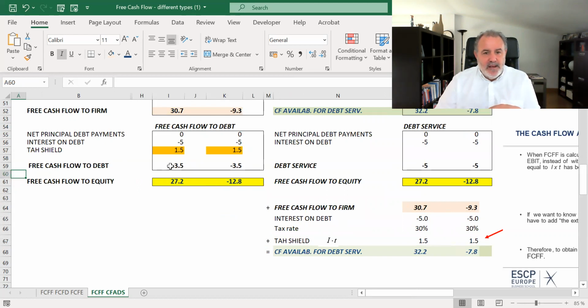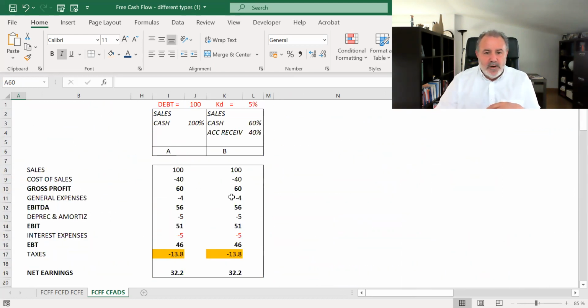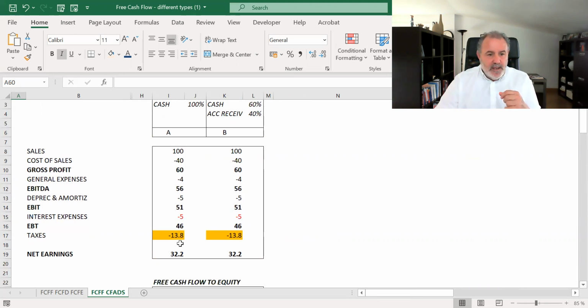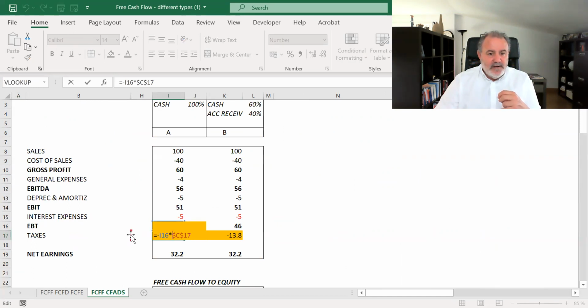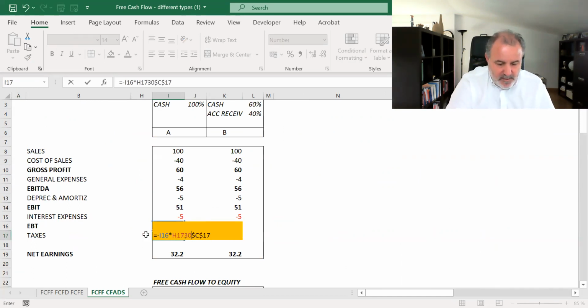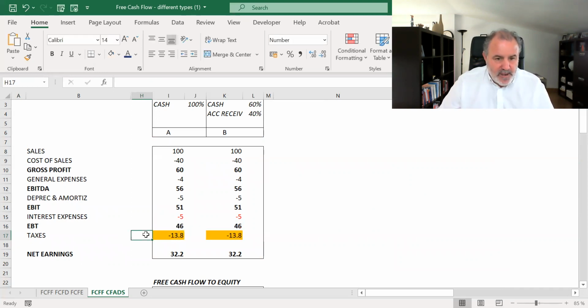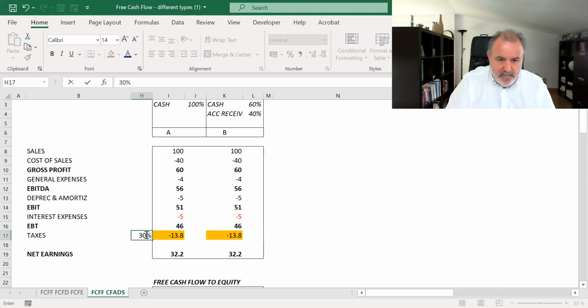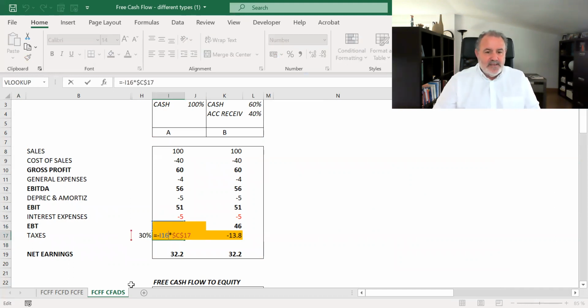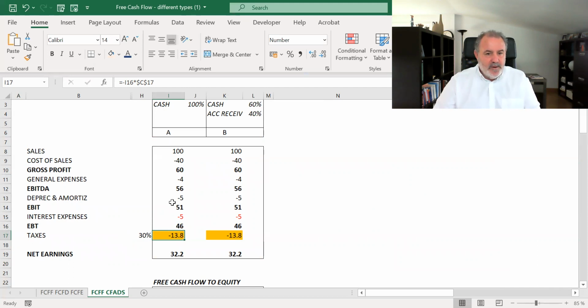Okay, let me refresh you on what we are doing here. This is a very simplified income statement. The tax rate is 30%. So we calculated here, sorry, we should have here 30%, right? It's hidden, and then this is 30% times the earnings before taxes, which is 13.8.